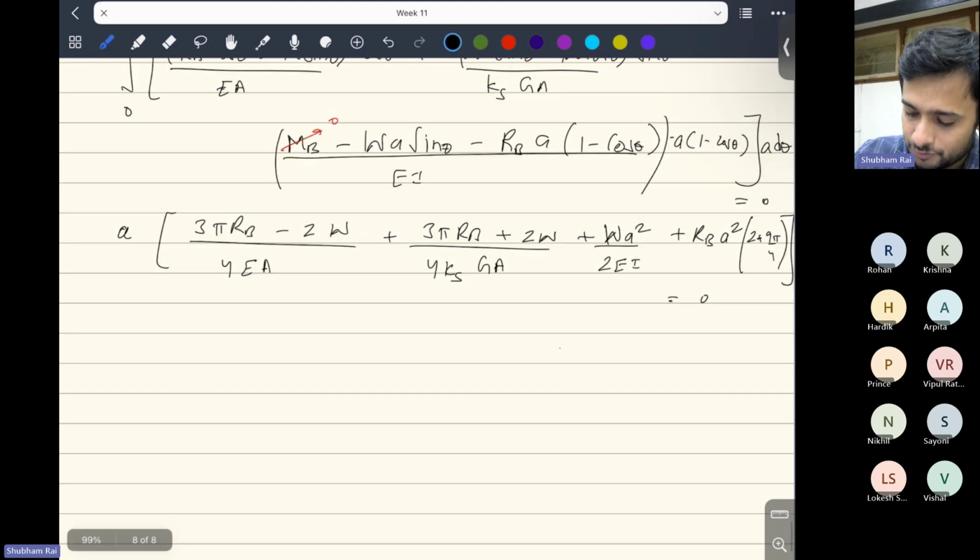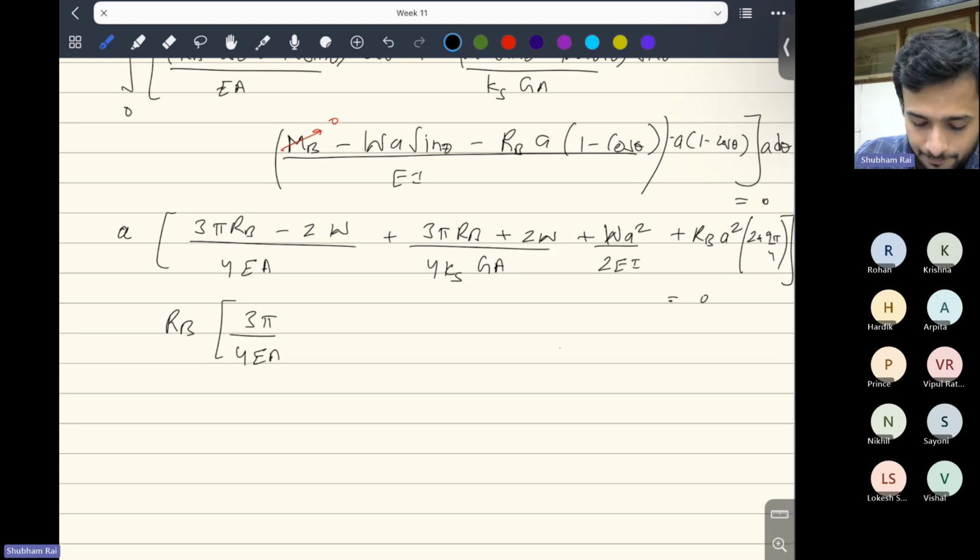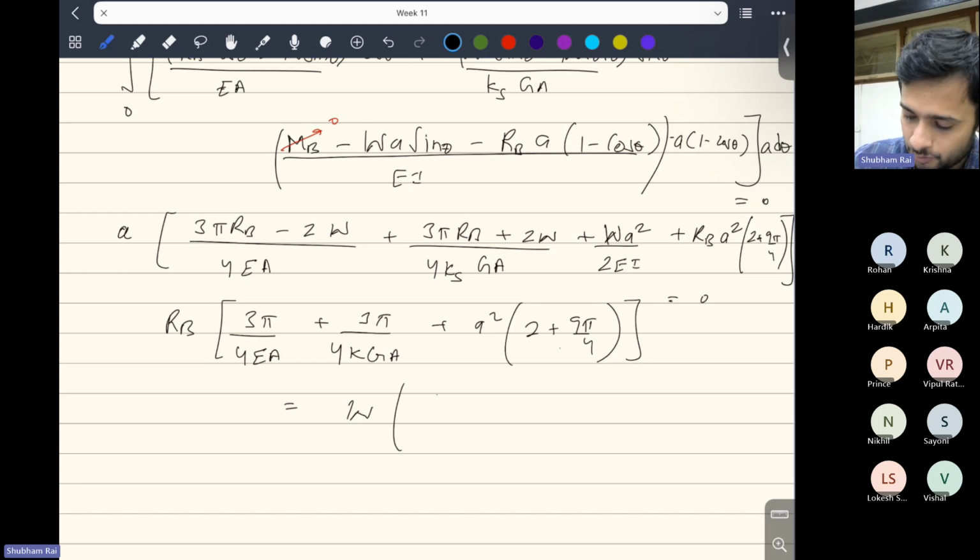If this is equal to 0, you can take RB as common, and then you will get 3 pi over 4EA plus 3 pi over 4 kappa GA plus A square and 2 plus 9 pi by 4. This term should be equal to W times, I'm taking all the W terms to the other side, so 1 over 2 EA minus 1 over 2 kappa GA minus A square over 2 EI.